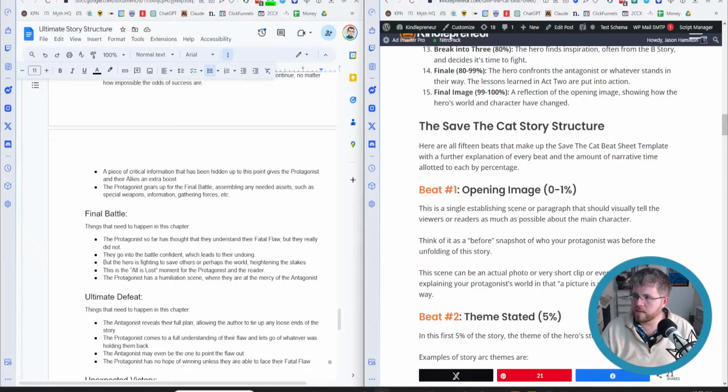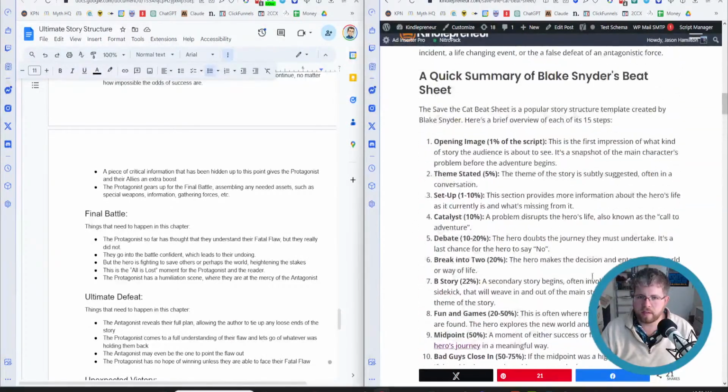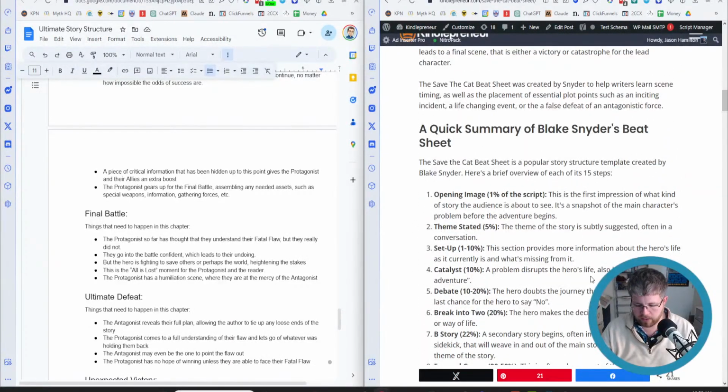All right, let's move on to Save the Cat. If you're not familiar, Save the Cat was originally written by Blake Snyder, who designed this structure for screenplays, but it has since been picked up pretty widely by novelists as well.